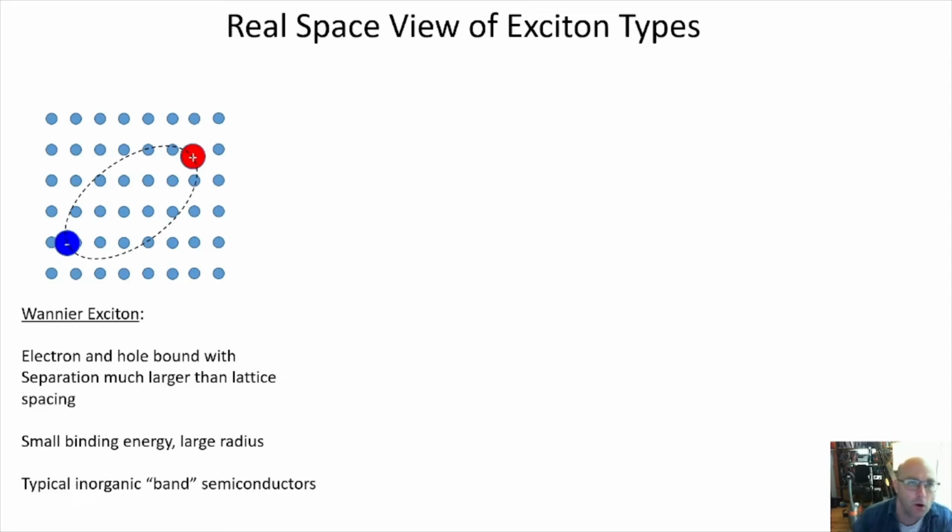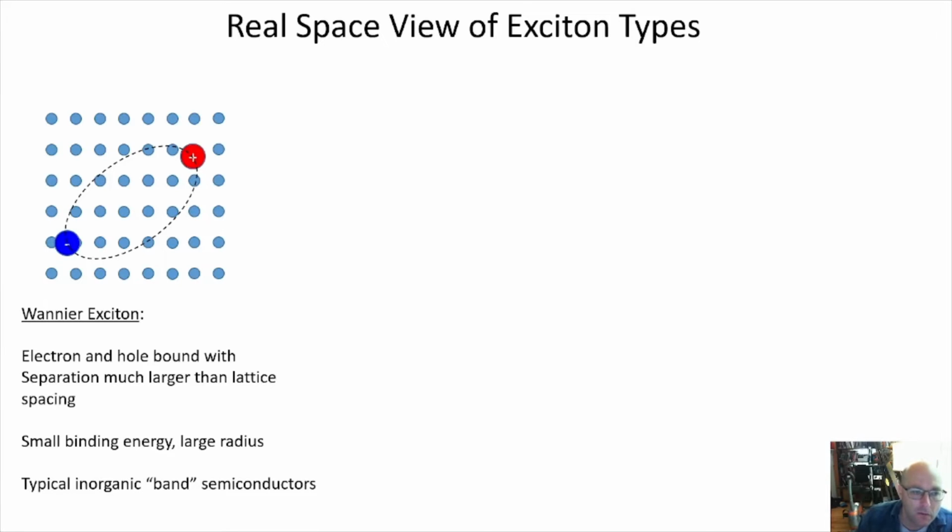And so let's just recall the real space perspective on the different broad exciton types that we've seen so far. We start with the traditional Wannier exciton, which is an electron and hole bound together with an average separation that's quite a bit larger than the lattice spacing in the solid. So you have a small binding energy, large radius, that gives rise to that. And this is typical of your traditional inorganic band semiconductors.